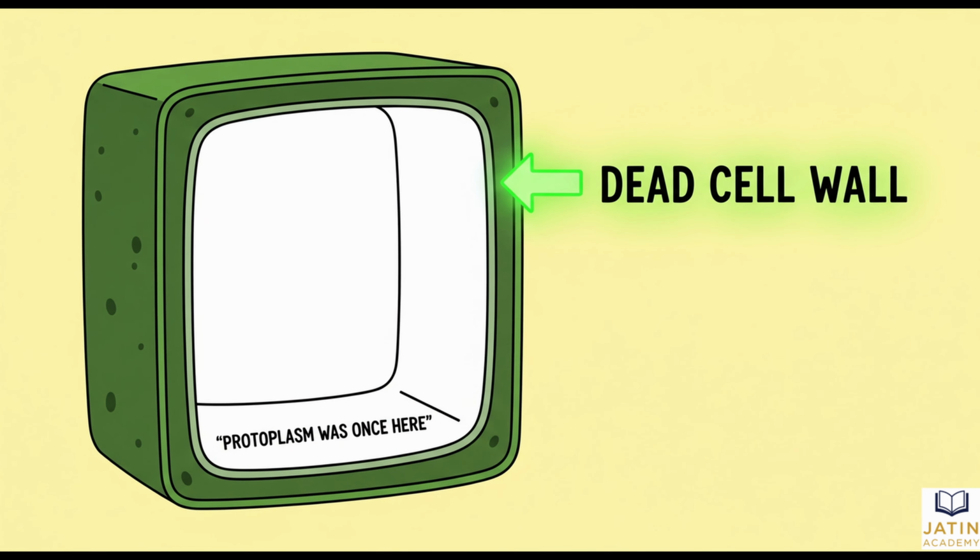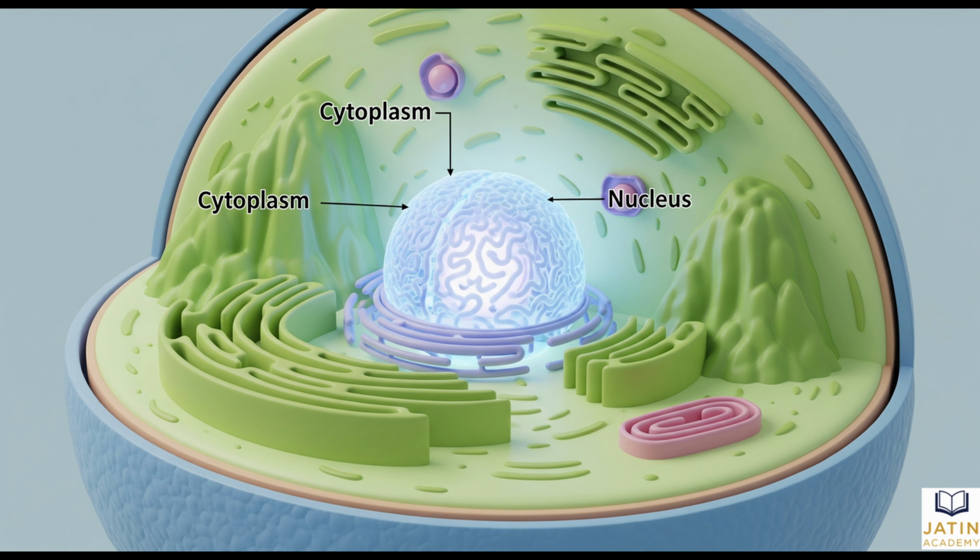But remember, what Robert Hooke saw were dead cells, just the outer walls. The living part inside those walls is called the protoplasm. And this protoplasm has two main parts. First, cytoplasm, like the land inside the cell, where all the activities take place. Second, nucleus, like the brain of the cell. It decides what the cell will do, when it will divide, and how it will survive.